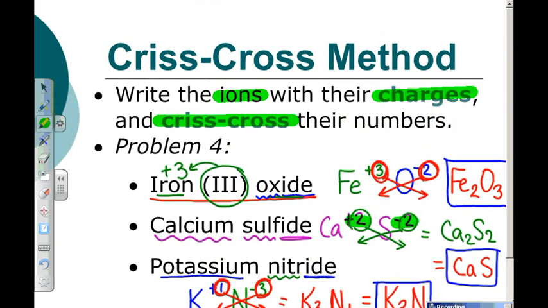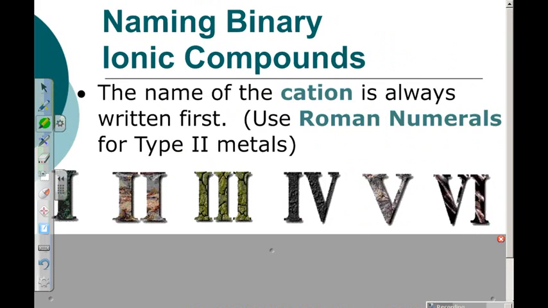Let's try going the other direction now. On the next slide here, we see the rules about writing the name for your compound. In order to write the name of an ionic compound, we're always going to start with the name of the cation at the beginning. The cation goes first.